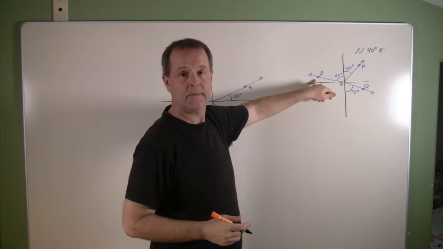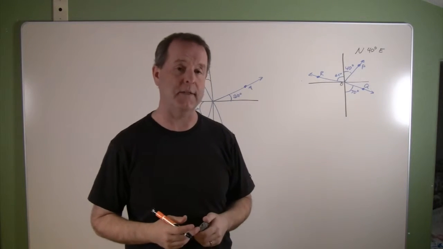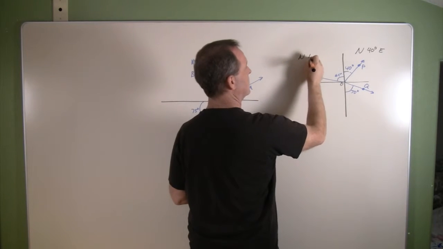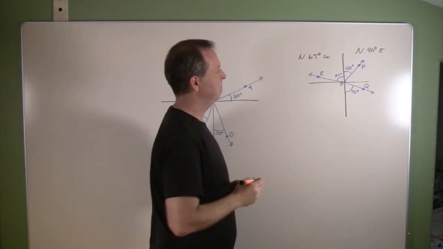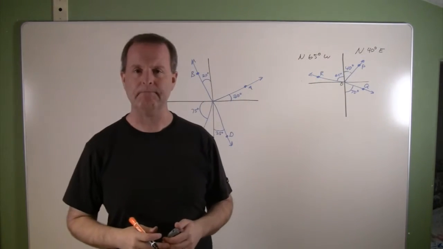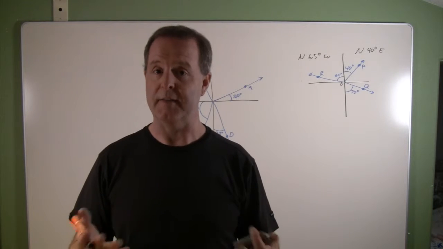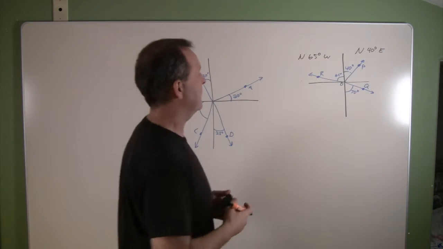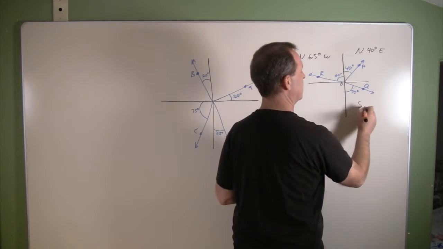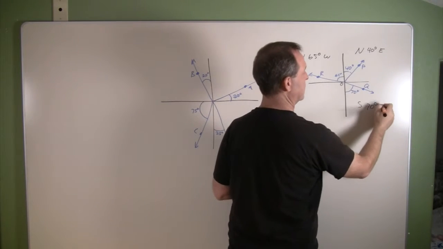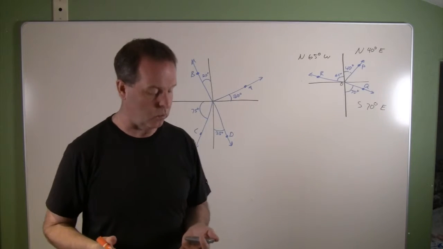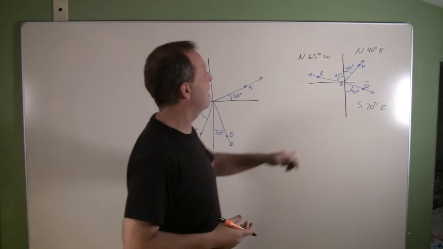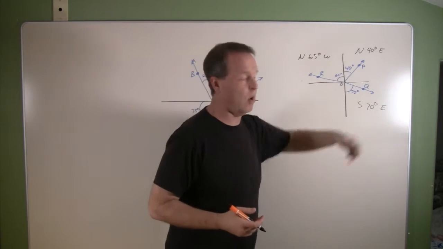For point R, I need to know its angle relative to the north-south line, and it's 65 degrees, so I would say my bearing is north 65 degrees west. And then for this third example, what do you think it is? Look at the angle between our heading and the north-south line. I'm heading in a south direction, 70 degrees east. That's how I would describe the bearing from O to P, from O to R, or from O to Q.